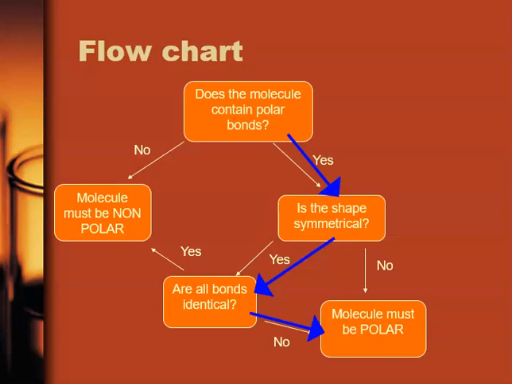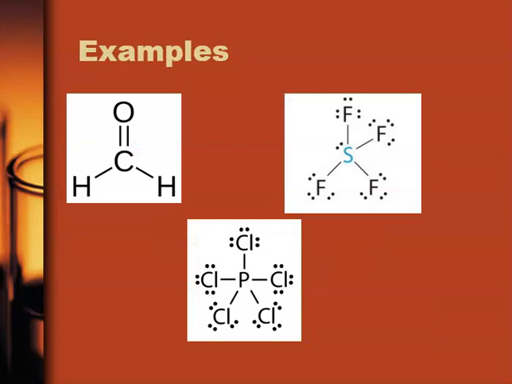So let's have a look at another one. SF4, on the right hand side there. So sulfur, fluorine, the shape, because we've got 4 regions of negative charge around that central atom and we have 1 lone pair, then the shape is a seesaw shape.